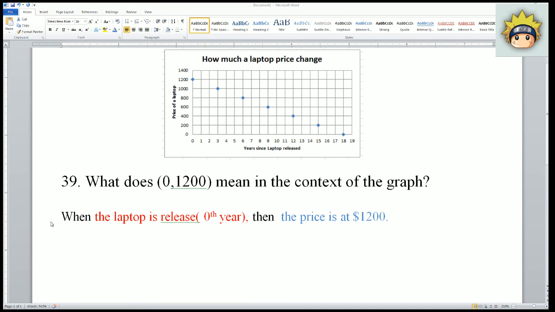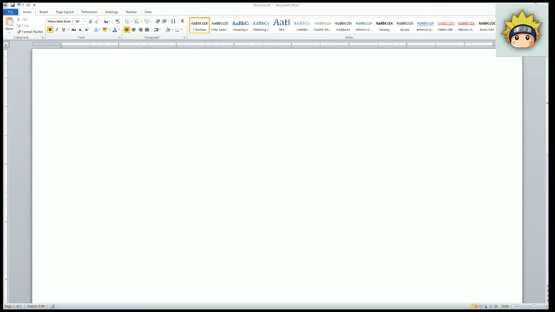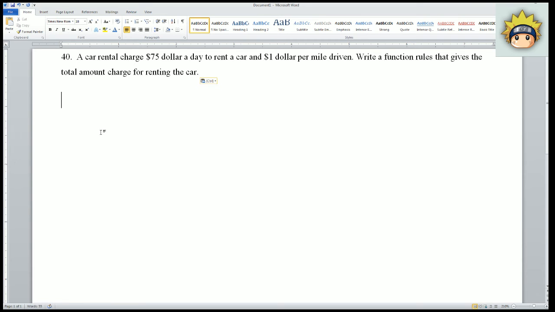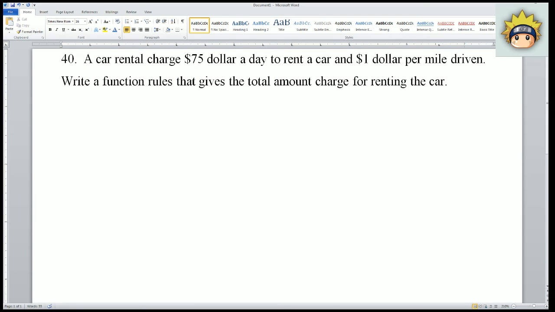And the last thing is we're going to look at 40 and 41. 40 gives us this scenario. A car rental charges $75 a day. Let me just highlight that for you. Underline, highlight, that seems important. To rent a car, and $1 per mile driven. That also looks important. Write a function rule that gives the total amount charged for a rental car.